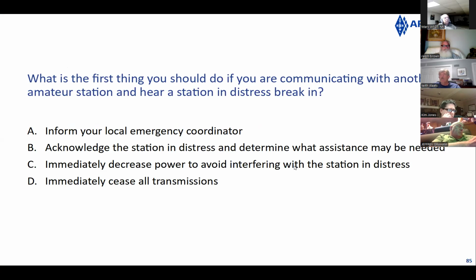So, what's the first thing you should do if you're communicating with another amateur station and hear a station in distress break in? Do you inform your local emergency coordinator, acknowledge the station in distress to determine what assistance may be needed, immediately decrease your power to avoid interfering with the station in distress, or immediately cease all transmissions? B. B, Bravo.